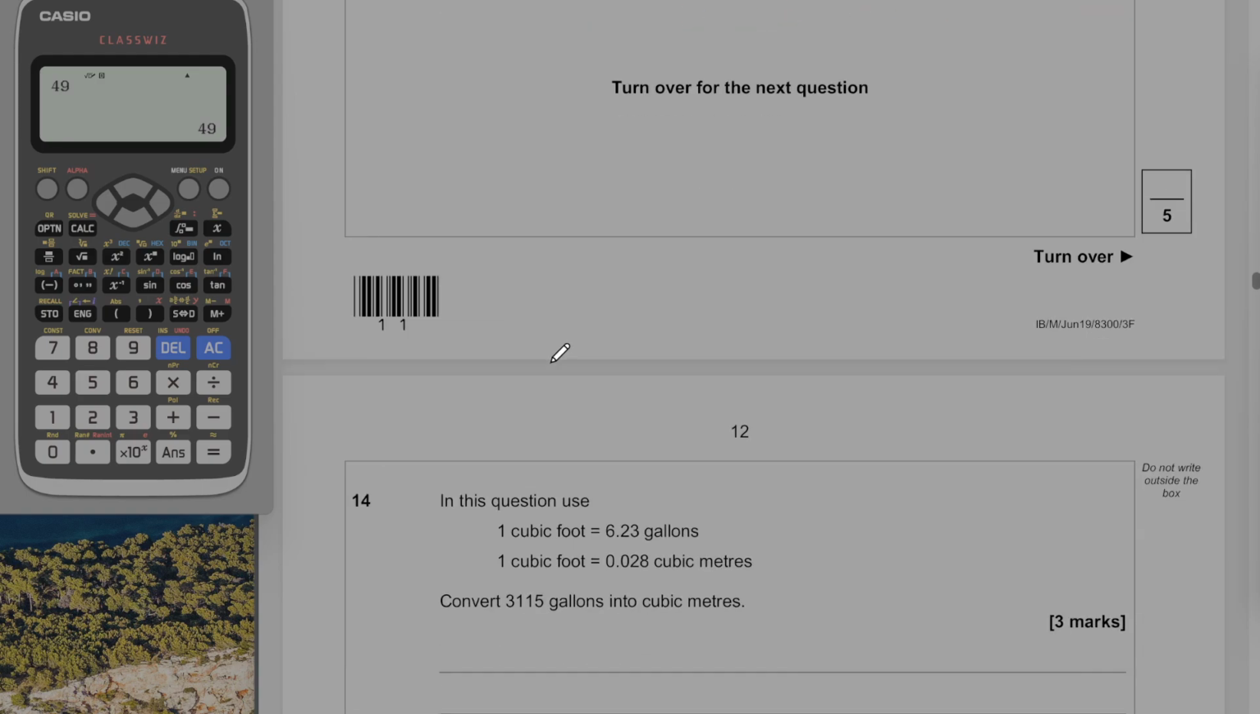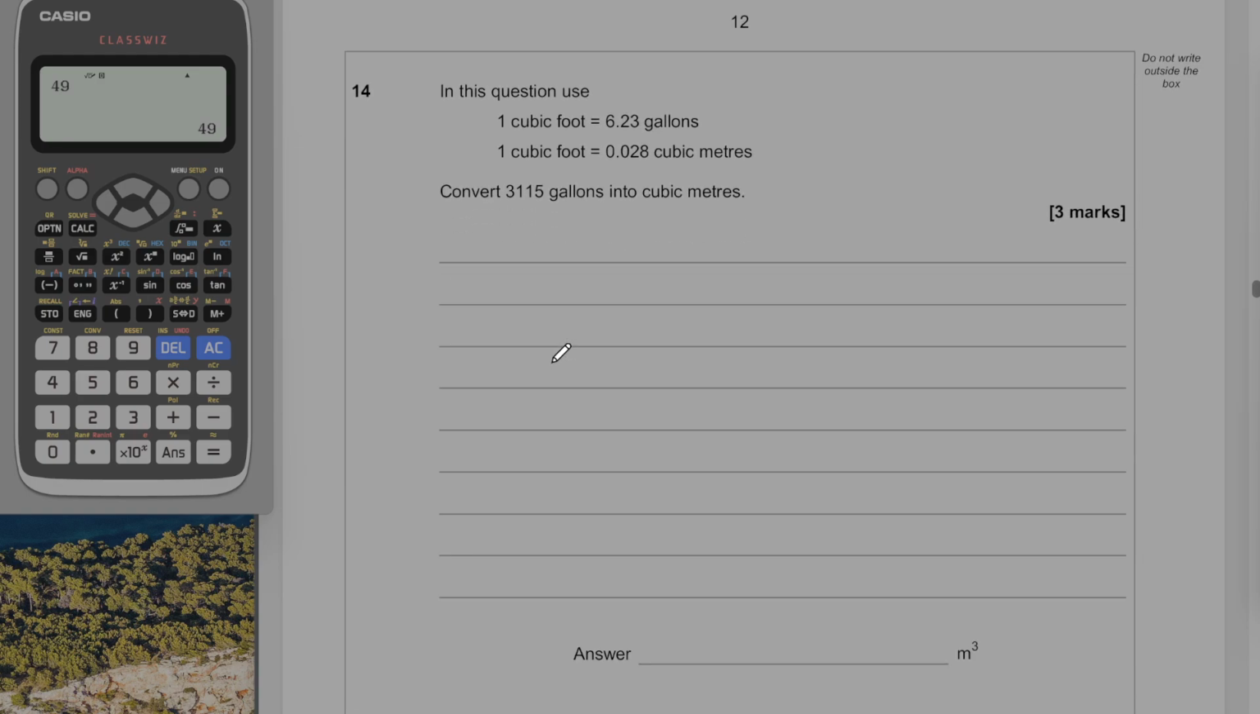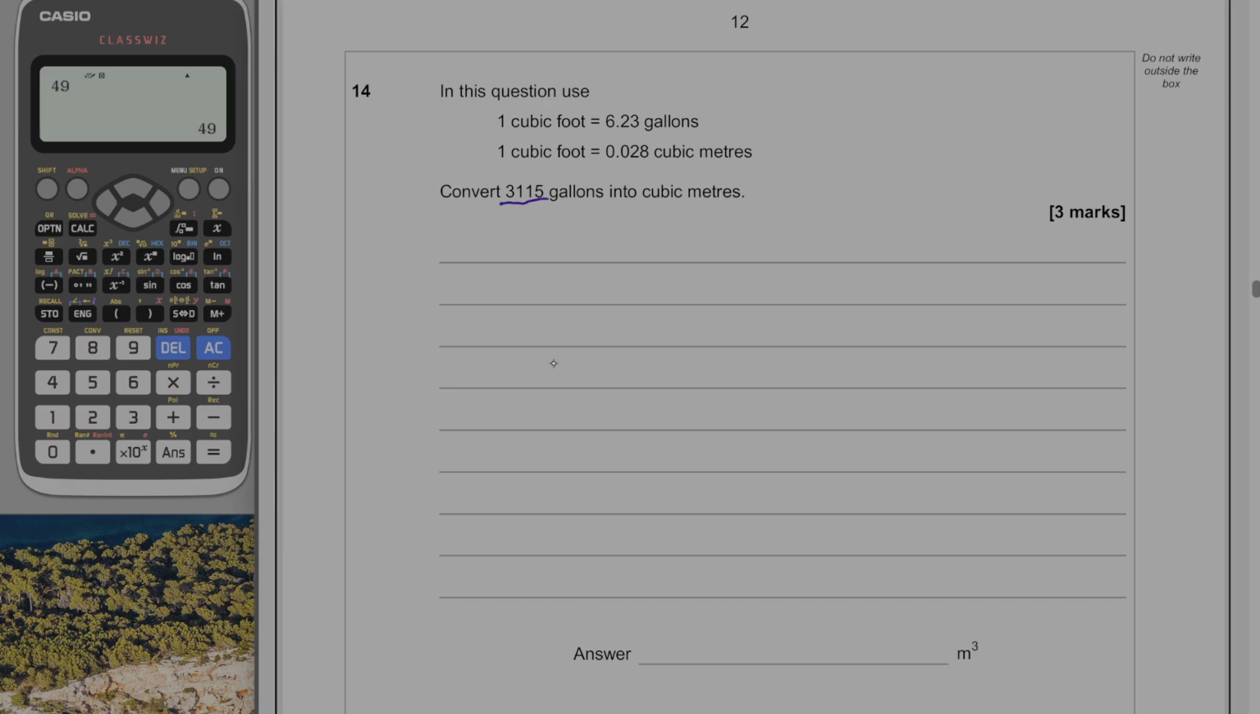Okay, question 14. In this question, use 1 cubic foot equals 6.23 gallons. 1 cubic foot equals 0.28 cubic meters. Okay, convert 3,115 gallons into cubic meters. So we're going to convert from gallons into cubic feet and then into cubic meters.